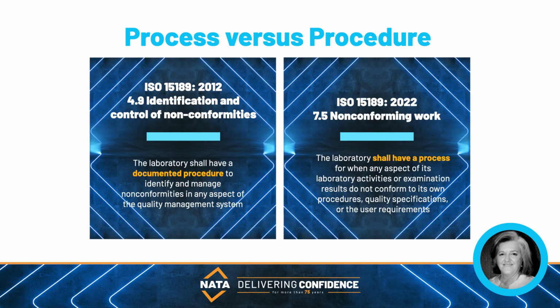And another example, in the 2012 version of the standard, identification and control of non-conformities, the lab was required to have a documented procedure to identify and manage the non-conformities. In the 2022 version, the lab shall have a process for when any aspect of lab activities or examination results do not conform with its procedures.